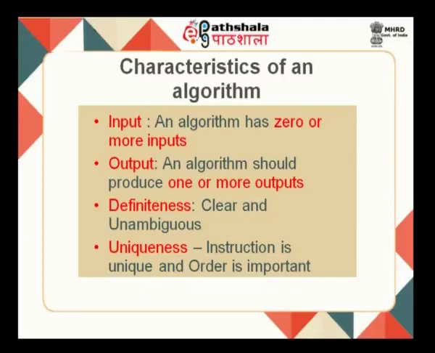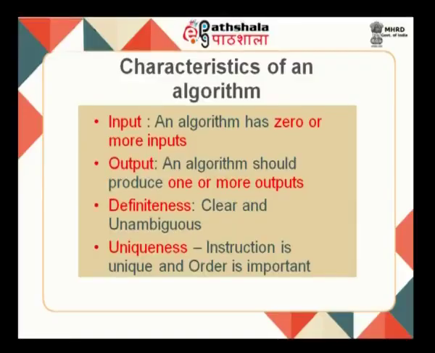Definiteness. What is definiteness? All the instructions of the algorithm should be clear and unambiguous. What does it mean? For example, I can't give an instruction like 1 divided by 0. This is not well defined, because I cannot predict the result. The instructions I give as part of my algorithm should be very clear and unambiguous, all the instructions should be unique, and order is very important.